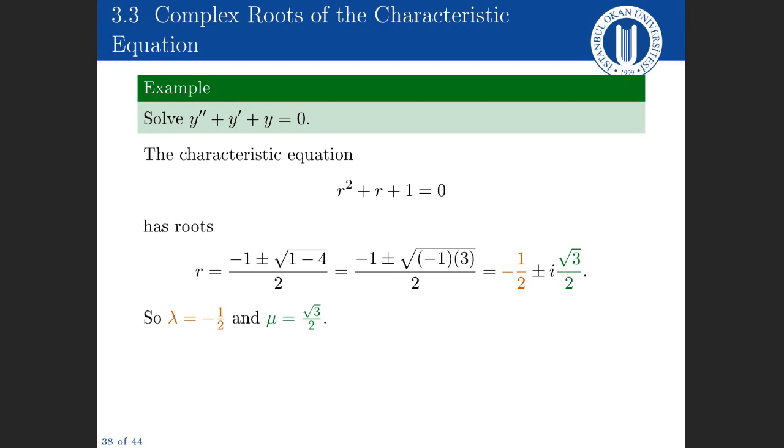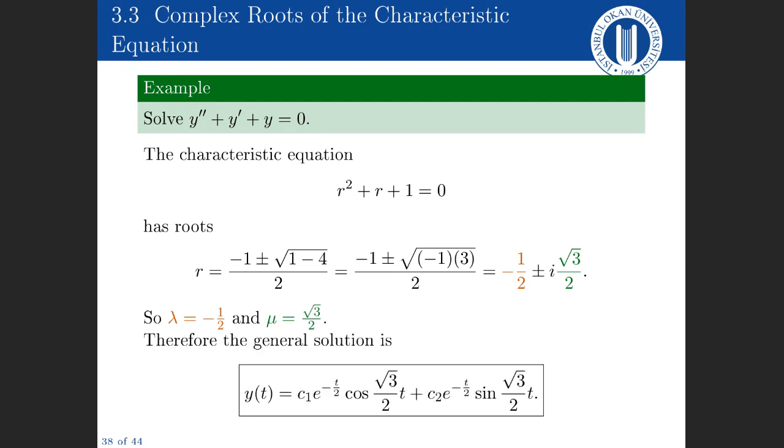As soon as we know lambda and mu, we can write down the general solution to the differential equation. Because the general solution is always c1 e to the power lambda t cos mu t plus c2 e to the power lambda t sine mu t. For this example, lambda is minus a half, so we have e to the power minus t over 2 in both terms. Mu is root 3 over 2, so we have cos root 3 over 2 t and sine root 3 over 2 t. And that's all we need to do to solve this differential equation.